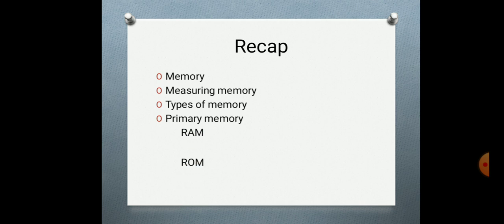Under primary memory, we saw RAM and ROM. Primary memory is directly accessible to the CPU and is mainly classified into RAM and ROM. RAM is read-write memory and ROM is read-only memory. We have discussed this already in the previous class. Today we are going to discuss secondary memory.